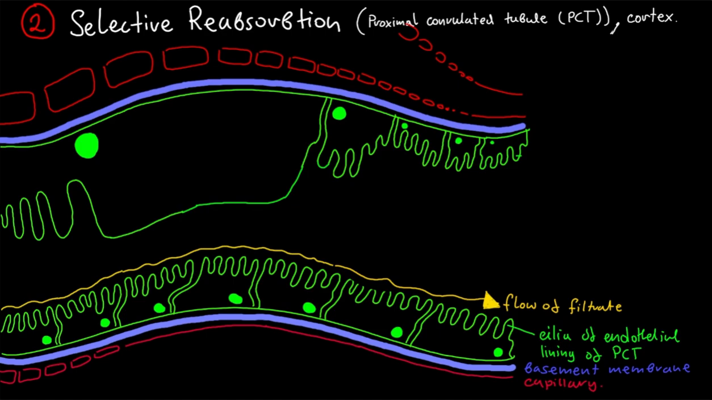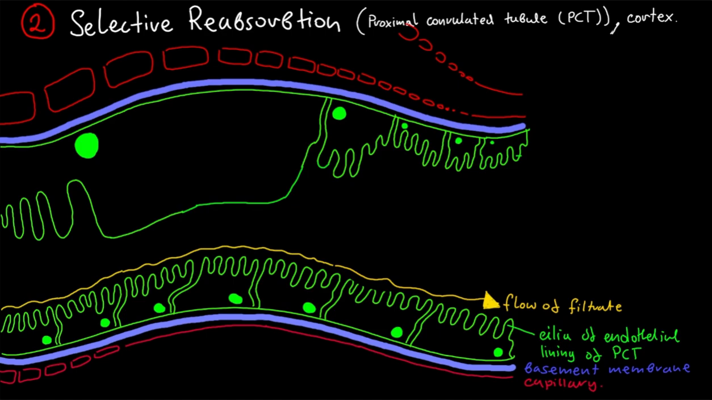Okay, so here is our new diagram, treated as the continuation of the previous one. From our Bowman's capsule we come into the proximal convoluted tubule, or in short PCT. We have our cilia and endothelial lining on the PCT in green, the basement membrane, and capillaries, which surround the whole nephron in order to reabsorb all of the substances that move around the nephron itself.